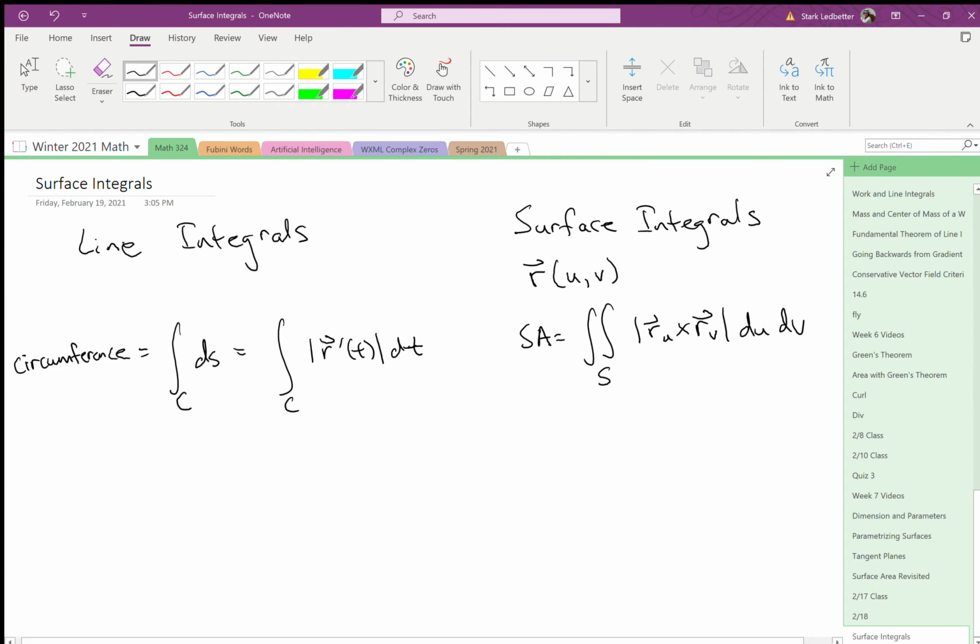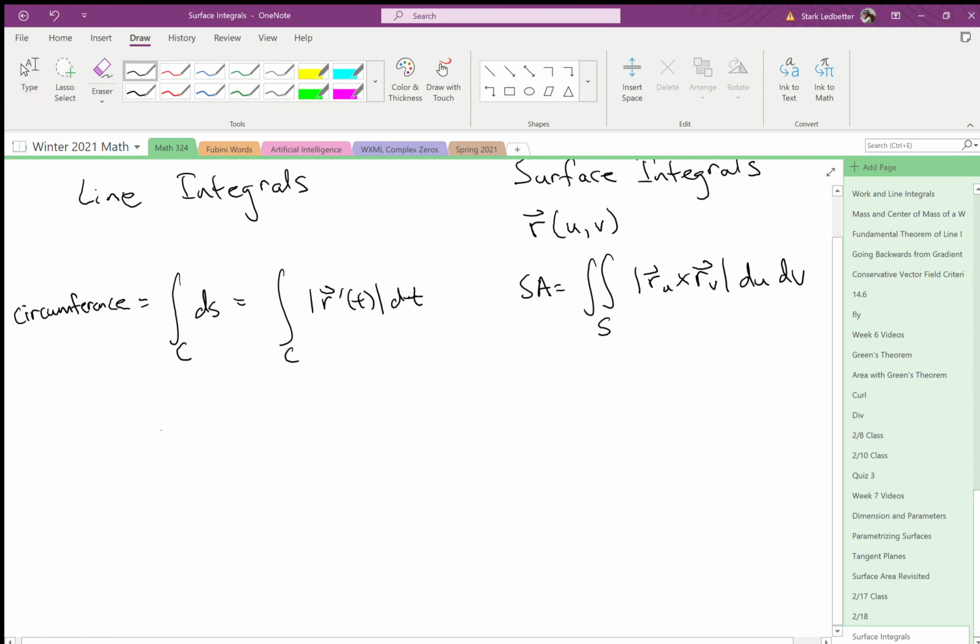Okay, but we had other types of line integrals. We were able to integrate over c any function f ds. See, the notation is weird. And then we can write this as f, plug in r of t, times the magnitude of r prime of t dt. Right, this was any scalar function.